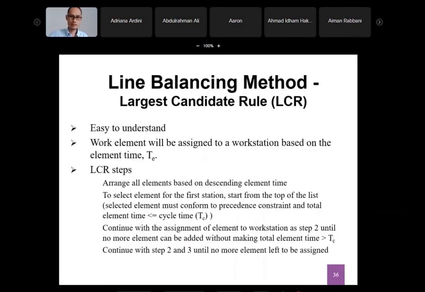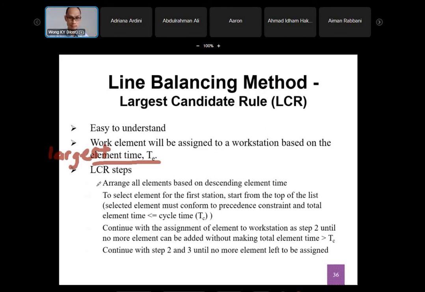Right, so let's look at the first one. The first method, largest candidate rule, LCR. If you use this rule, work elements will be assigned to workstations based on the largest element time, TE. Actually, we need a "largest" here. Based on largest work element time, TE.